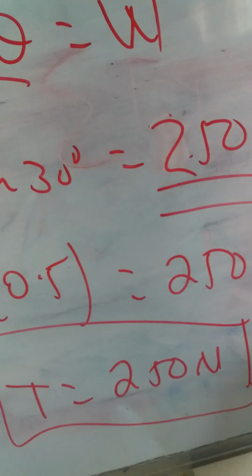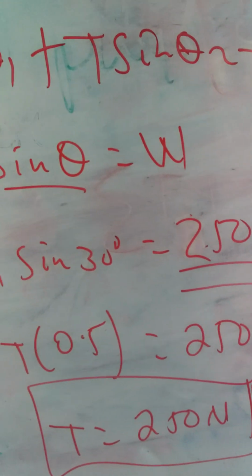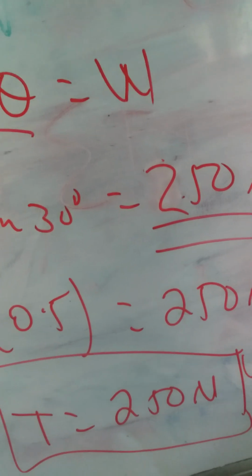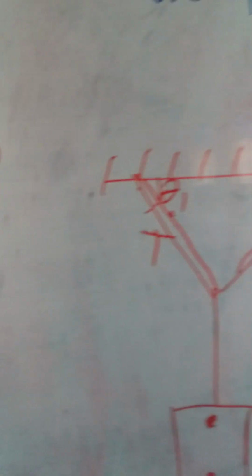Therefore, the final result is our tension. Since theta 1 is equal to theta 2, the value of this T and the value of this T must be the same because the angles are the same.